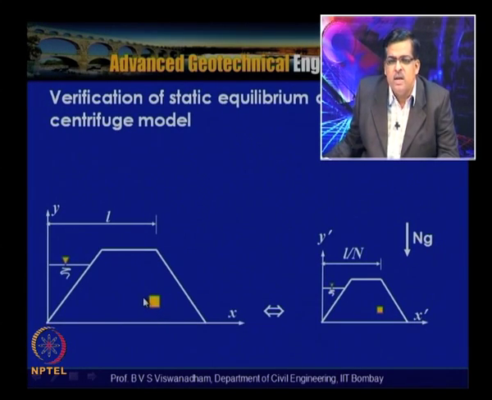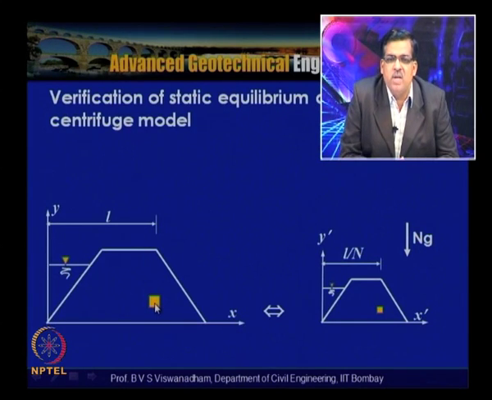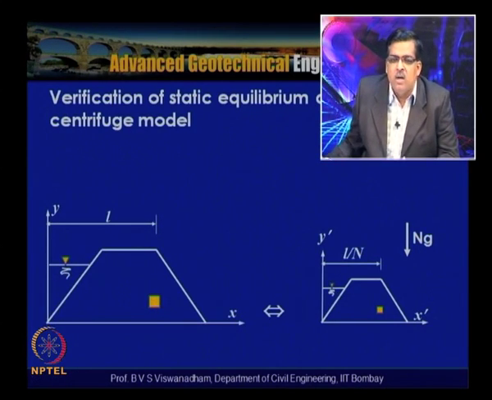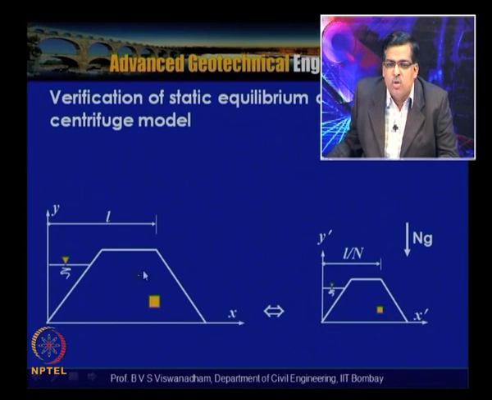So assume that the same model is reduced by 1 by n times, maintaining the length as L by n and maintaining the gravity as ng. That means all dimensions have been reduced, and here this element is actually having sizes of dx, dy, dz. Similarly, here with the same density, both the models are constructed with the same mass density.